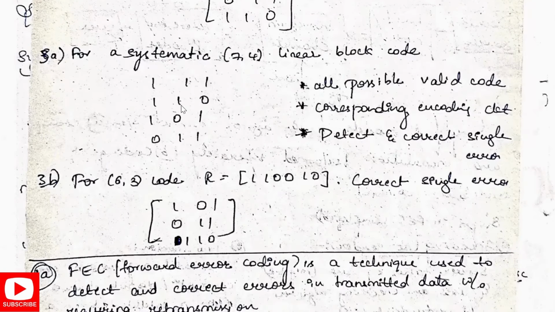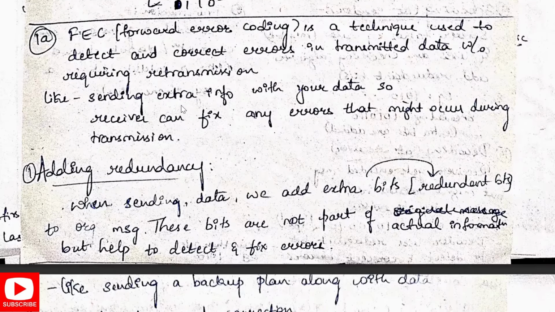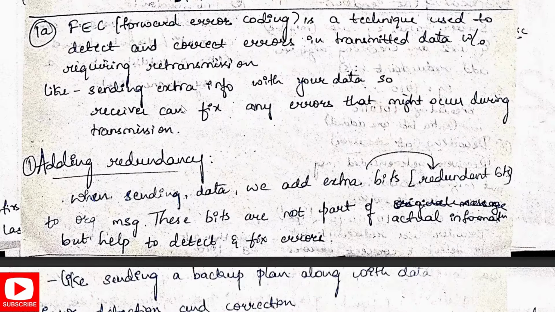So starting with the first one, that is forward error correction. It is a technique that is used to detect and correct errors in the transmitted data without requiring retransmission. Retransmission is not required. You can say it is like sending extra data with your data. You will send some extra along with your data so that the receiver can fix an error that might occur during the transmission. So if some error occurs, they can fix it.